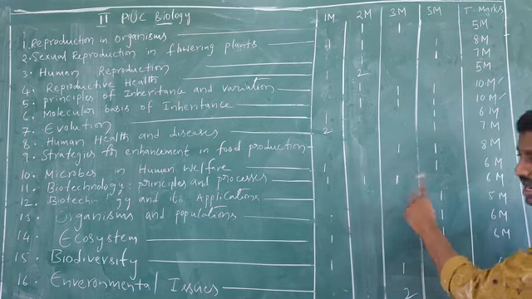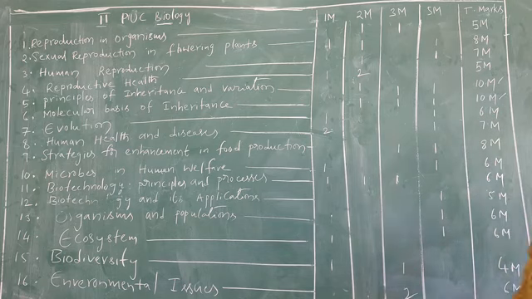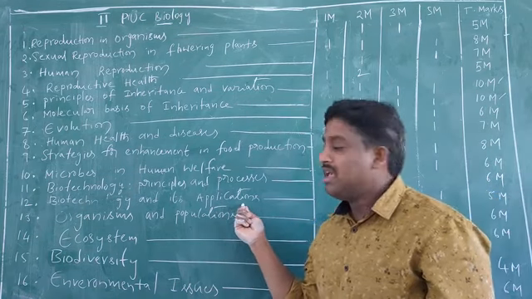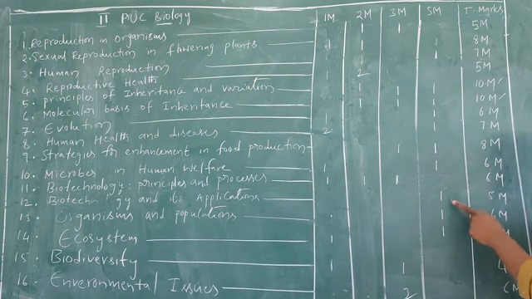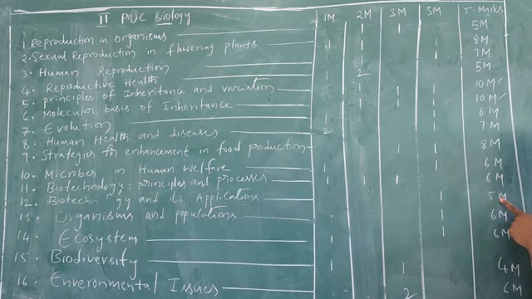And then next, biotechnology and its applications you can see. Here they ask only a 5 marks question, 1. So that's why in this chapter only one 5 marks question can be asked.